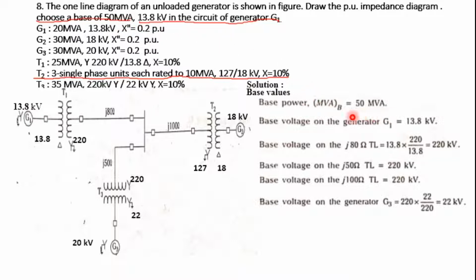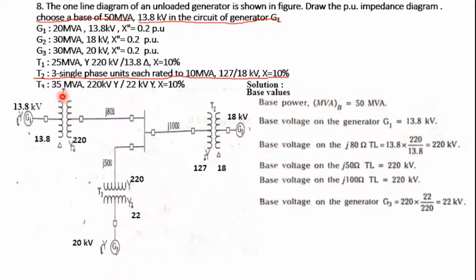So for generator G1, this is very important. Base power is 50 MVA. You have to see that what we are selecting and the actual values are different for generator G1: we select 50, and the actual is 20. The base voltage considering generator G1 is 13.8, because they have mentioned it is 13.8. Here also it is 13.8. Already we selected this as 13.8.